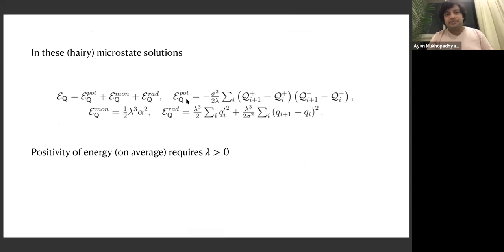Essentially, in the hairy microstate solutions, we can then split the energy in the hair into three parts. One part is simply the potential energy of the part that is locked with the black hole. The other is the energy in the monopole term, and the final part is the energy in the radiation. So this is certainly positive definite if lambda is positive, and this is also positive definite if lambda is positive, where this is actually a random component, which can be either positive or negative, but on average the total energy will be positive if lambda is greater than 0. So we choose this lambda to be greater than 0.